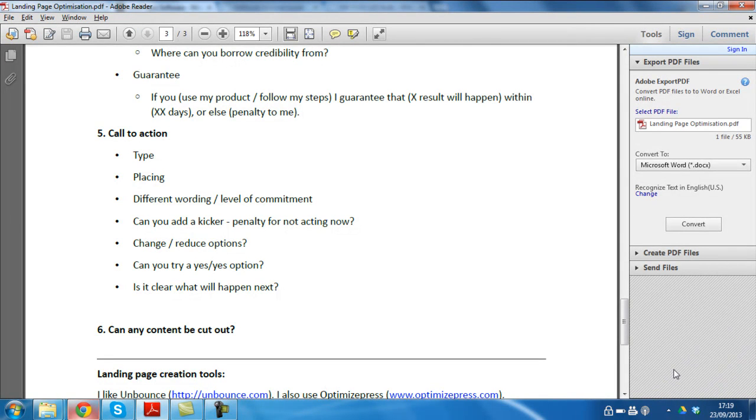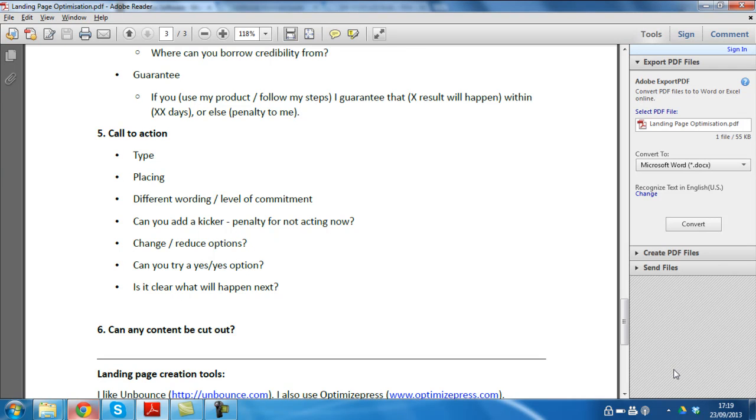So don't place them too early, but I think that you probably want to cater to the people who do have a good understanding and are ready to buy. So those people will click on the call to action at the top of the page, and the people who don't have a good understanding to start off with and need a lot of information will then convert at the bottom of the page. So you might want to try different placing.